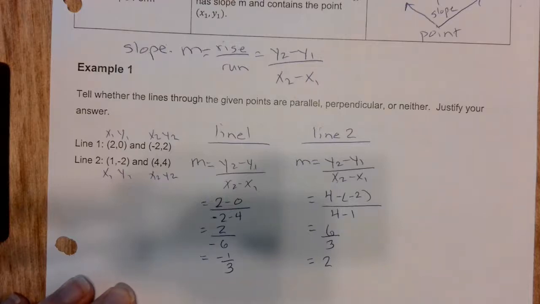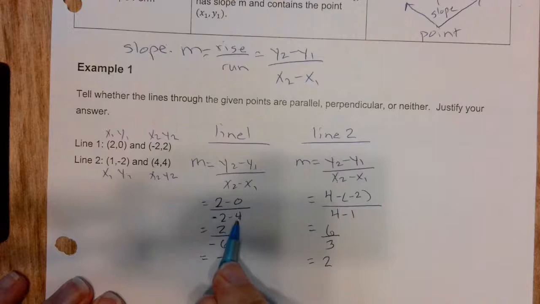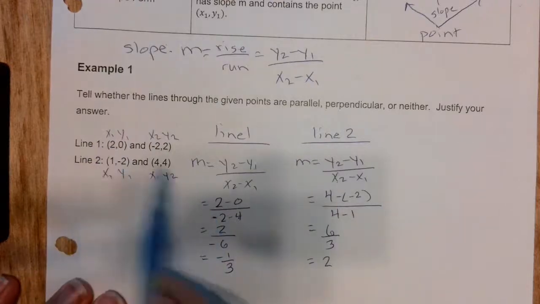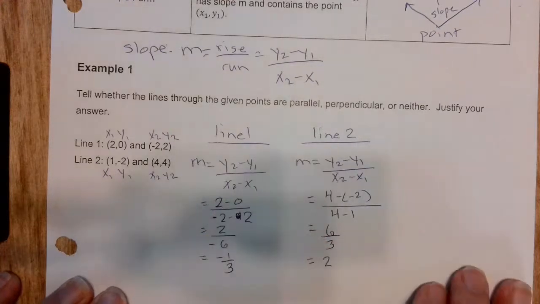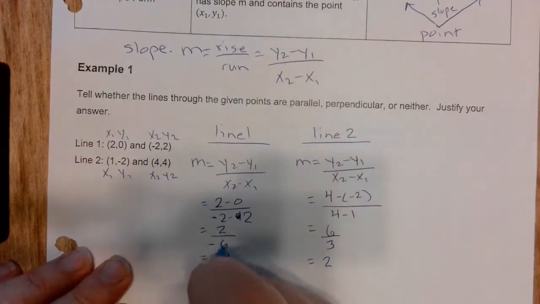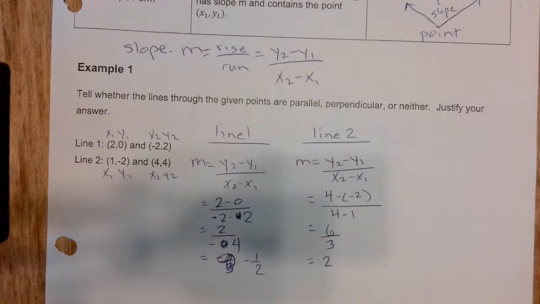Look for it. y2 minus y1 over x2 minus x1. Right here, x1. What was my x1 value? 2. I wrote down 4. This should be minus 2, which would make this negative 4, which makes this negative 1/2.